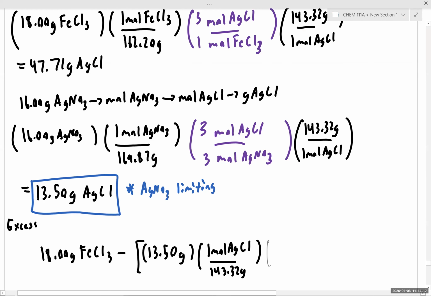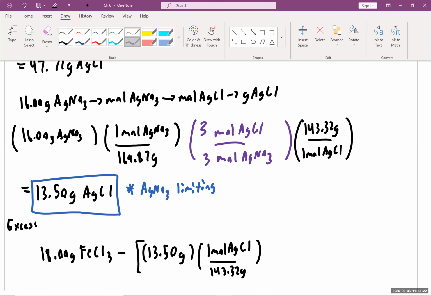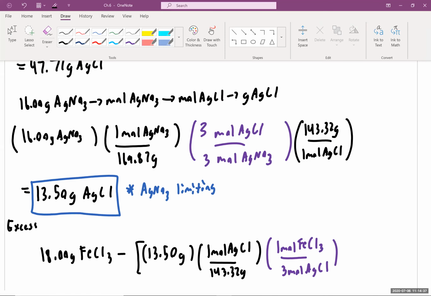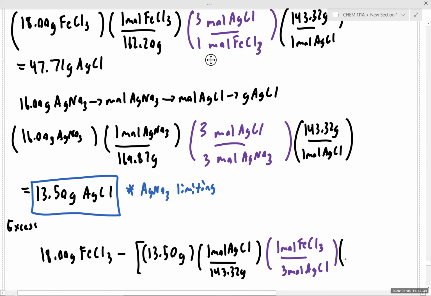Additionally, we know, whoops, one moment, let me switch so that the pen is a little easier to see. We know that we have 1 mole of iron 3 chloride per every 3 moles of silver chloride. Finally, we know that we have 162.20 grams per every 1 mole of iron 3 chloride.